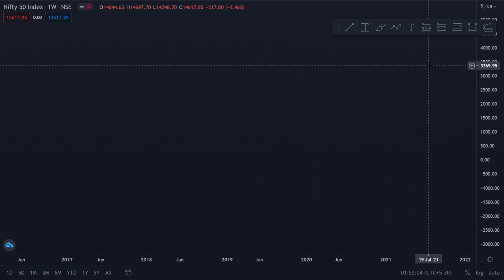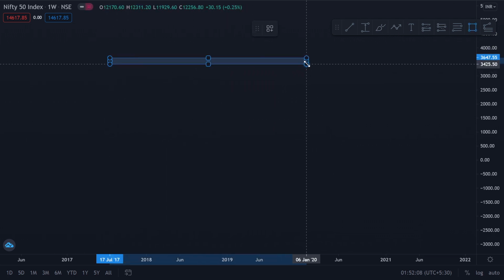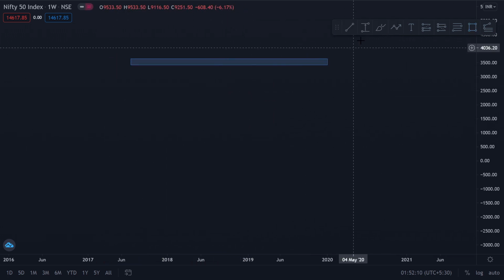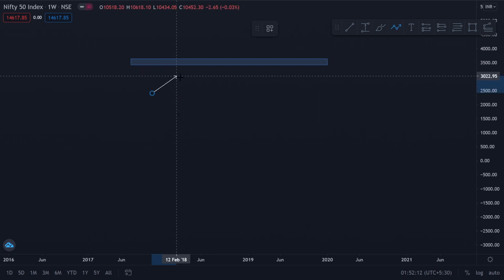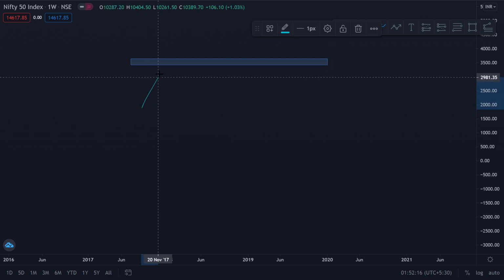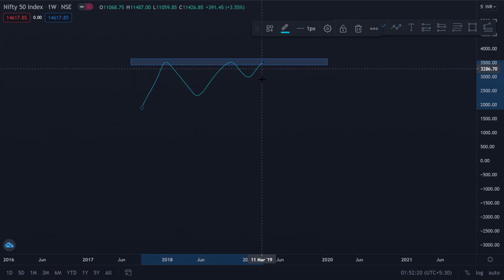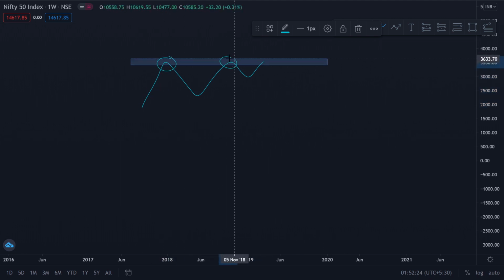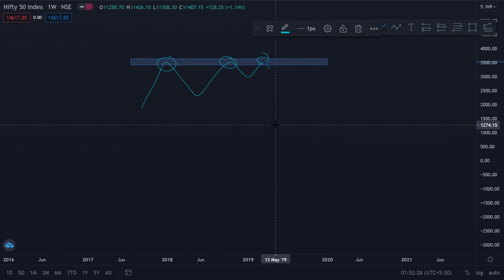So first, let's see a simple case of a resistance existing there, and price has taken multiple resistances from this point. So suppose this is the market structure being formed. So what does this tell you? Price is taking resistance at this level. So what would you do as a trader?